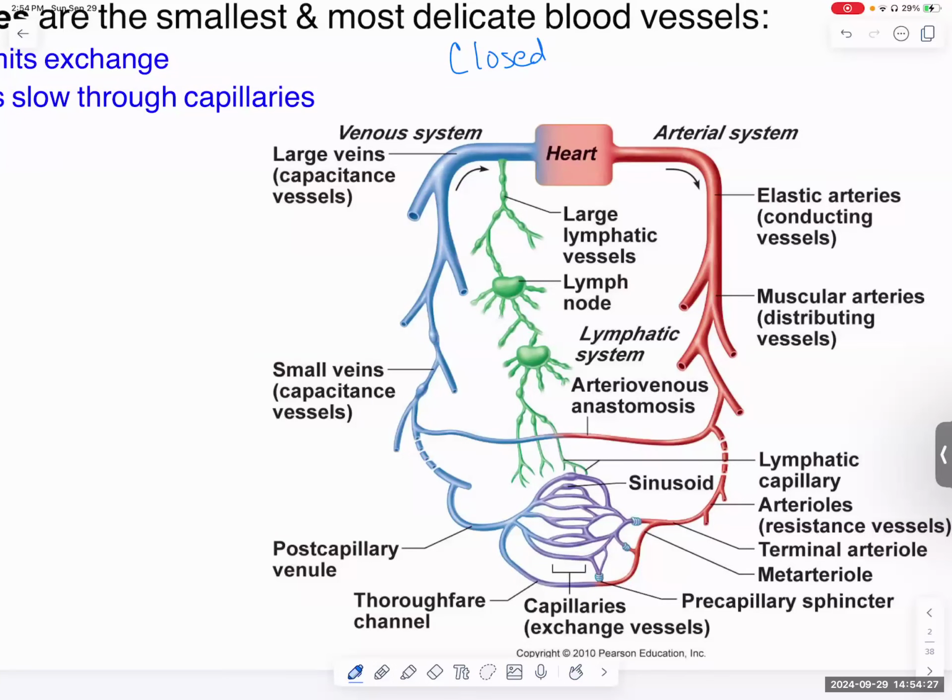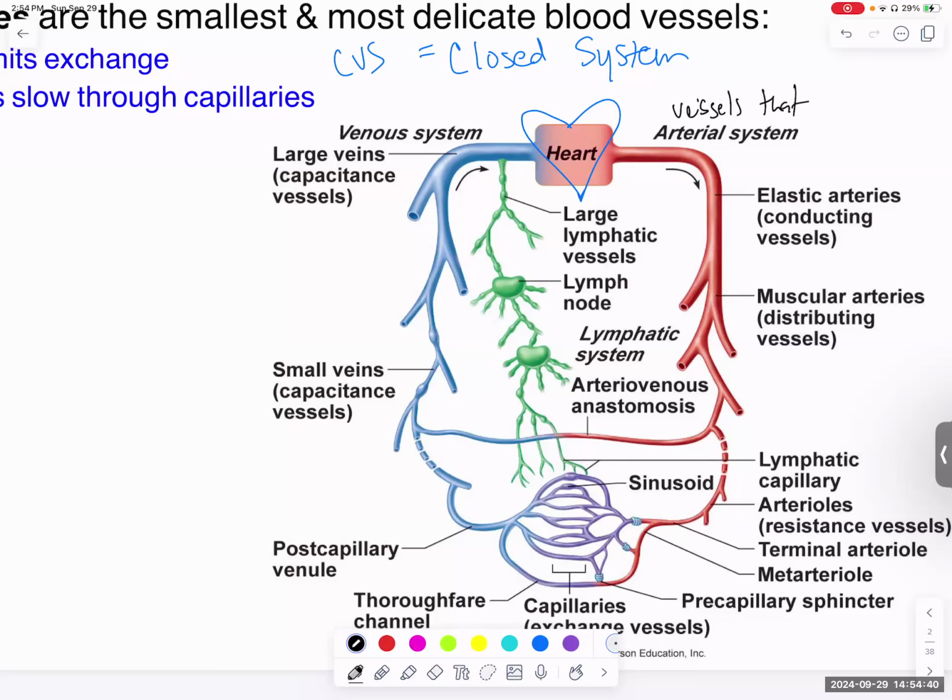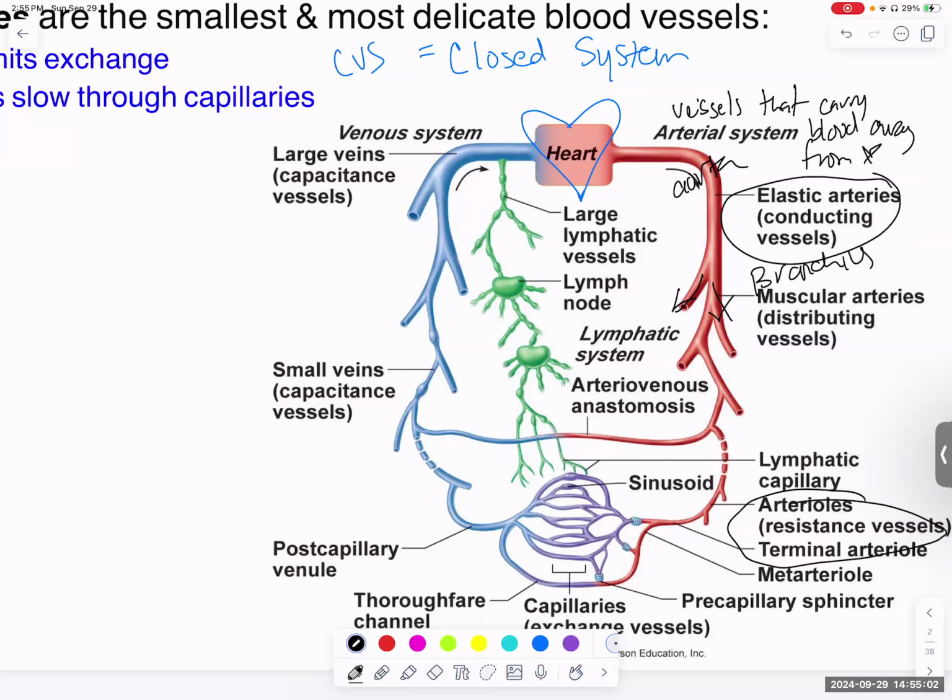This is a closed system, right? The cardiovascular system. Here is the heart. Remember, arteries are vessels that carry blood away from the heart. And so they're showing you the big elastic artery, the aorta, and then there are going to be branches. So we have branching, and then the muscular arteries, and they're going to branch, get even littler, and become arterioles, which is where mean arterial pressure comes from.